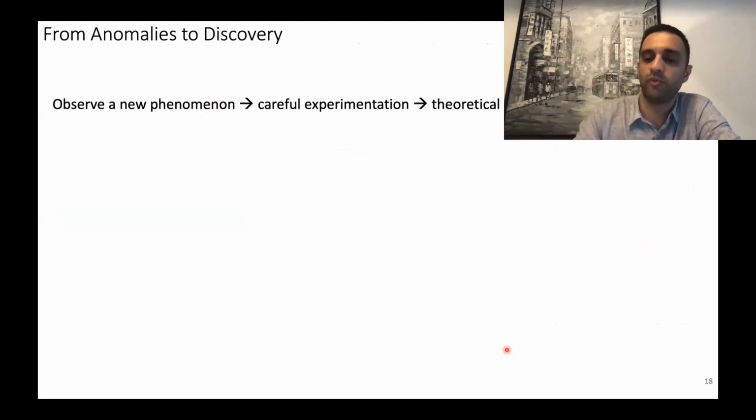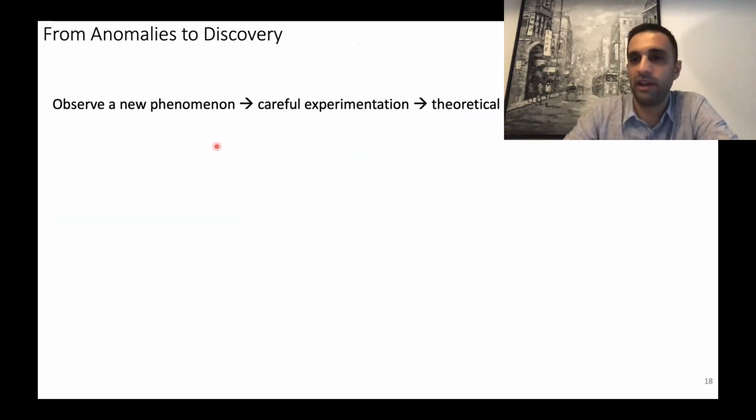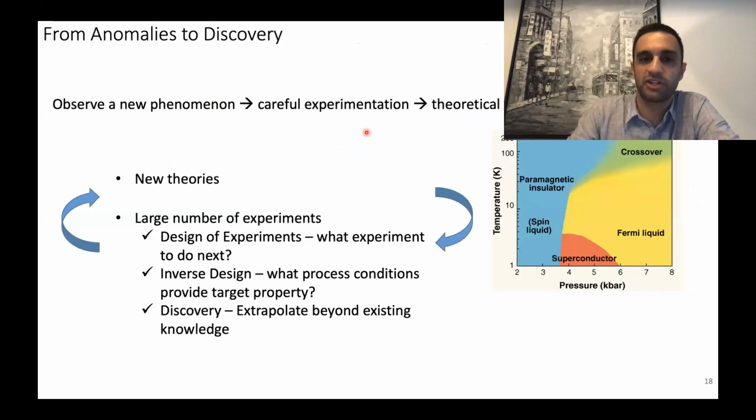This is the motivation of why I'm actually very interested in applying machine learning to material science. So typically what you would do is, by chance, or with a very experienced researcher, you observe a new phenomenon. Then you do careful experimentation, and if that's true and repeatable, you then look for a theoretical explanation, right? So the new theories emerge.